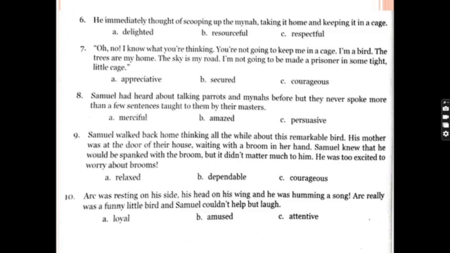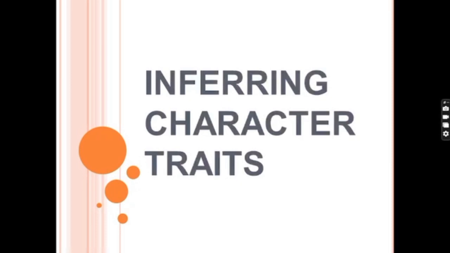Number 10, last number. Ark was resting on his side, his head on his wing, and he was humming a song. Ark really was a funny little bird, and Samuel couldn't help but laugh. A. Loyal, B. Amused, or C. Attentive. Okay. So that's it. So that is the inferring character traits based on the story about Samuel and Ark that I discussed to you last time.